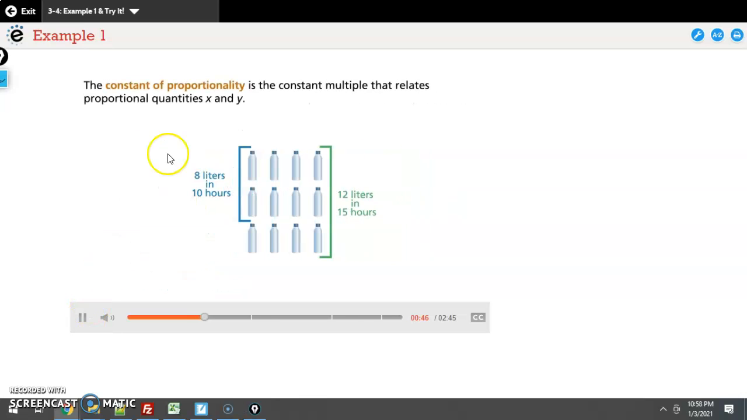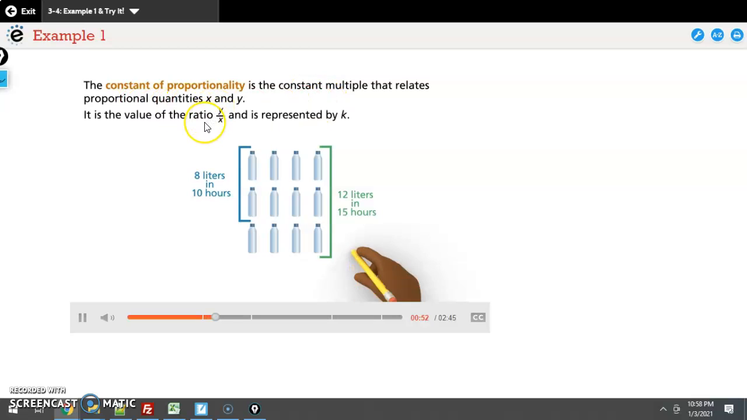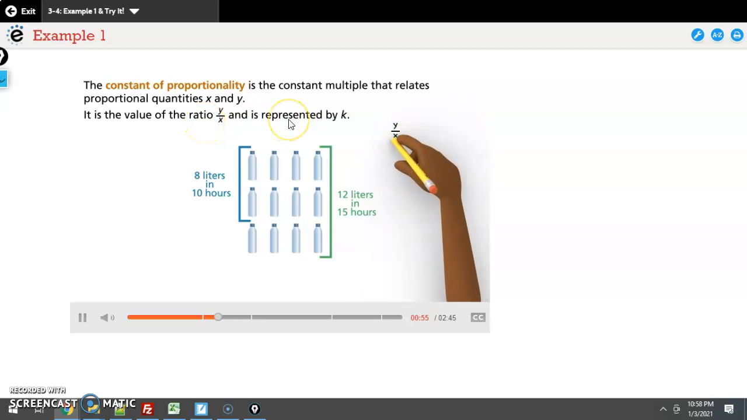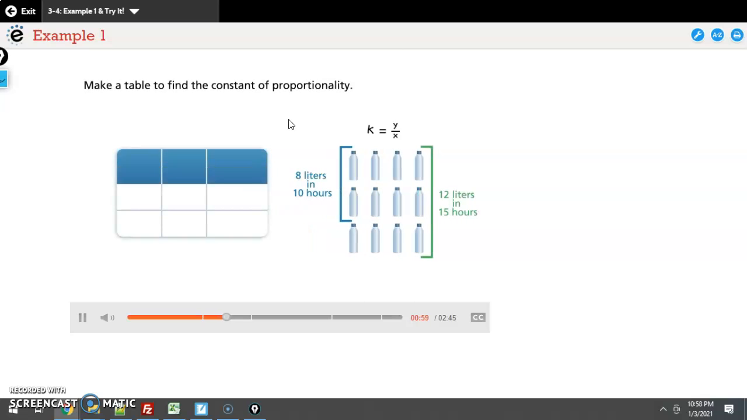The constant of proportionality is the constant multiple that relates proportional quantities x and y. It is the value of the ratio y over x and is represented by k. Let's make a table to find the constant of proportionality. We'll need to track time, hours, and the amount of water filtered, liters, to determine the rate, liters per hour, the sponge filters water. Which quantity should be y and which should be x?